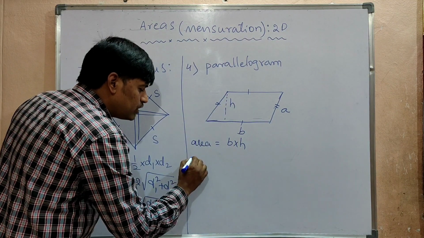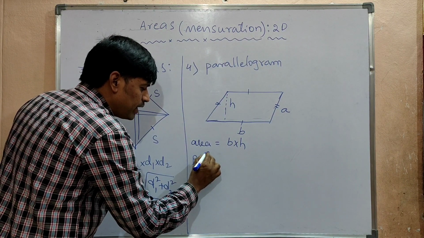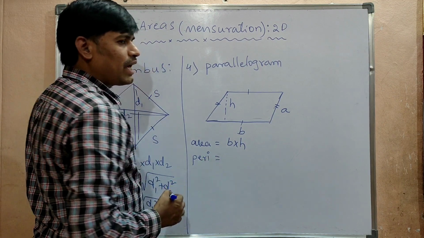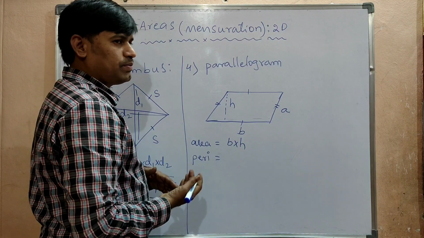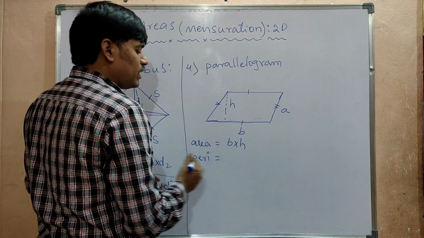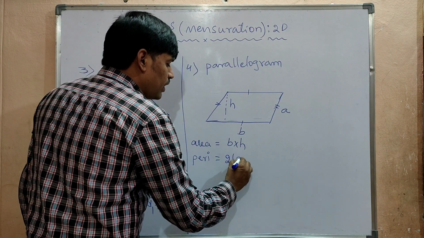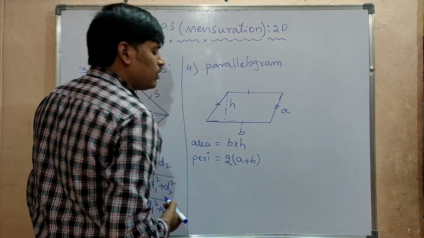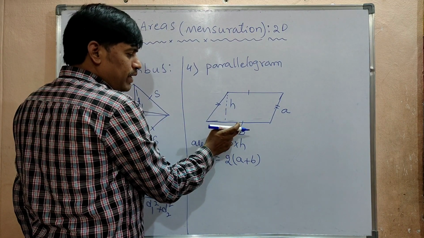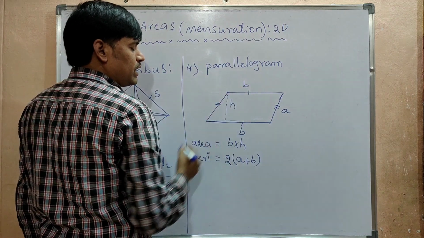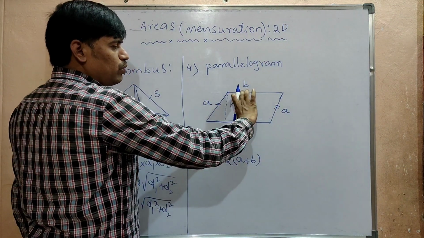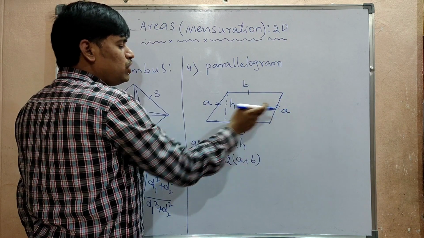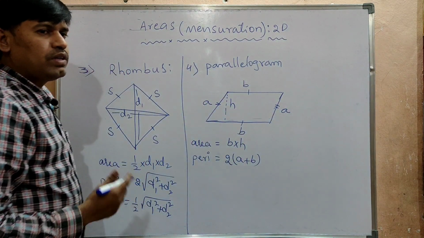Next, its perimeter is equal to, as for a rectangle, 2 into (a plus b). In this parallelogram you take 2 into (a plus b). Here is b, and here also the same b. Here is a, and here the same a. These two lengths are equal to each other, and these two lengths are also equal to each other.